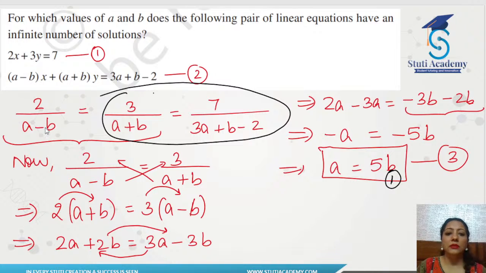A equal to 5 and B equal to 1 are the required values of A and B, which is going to make the set of equations have an infinite number of solutions. So if you put A is equal to 5 and B is equal to 1, you are going to get infinite solutions in this case. I hope students, you've all understood this.